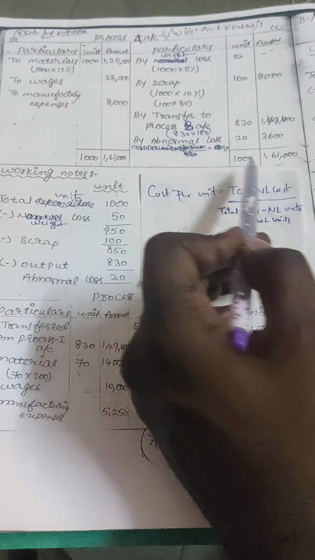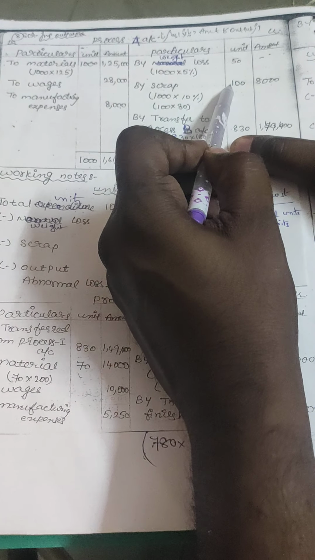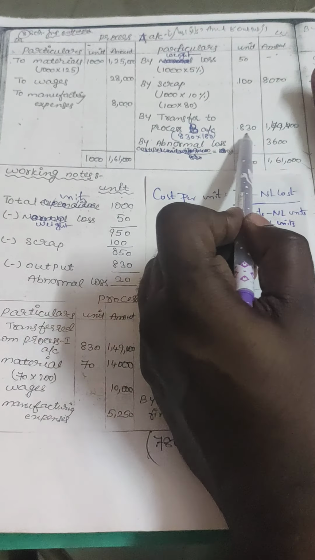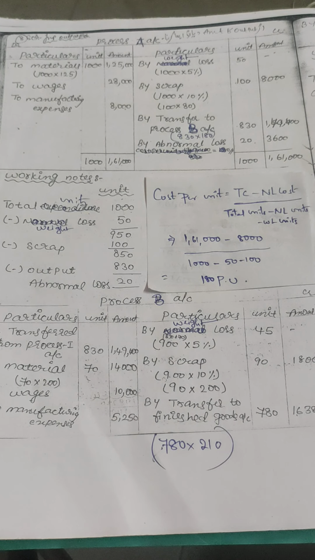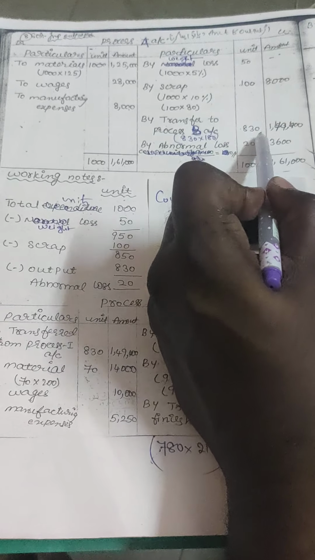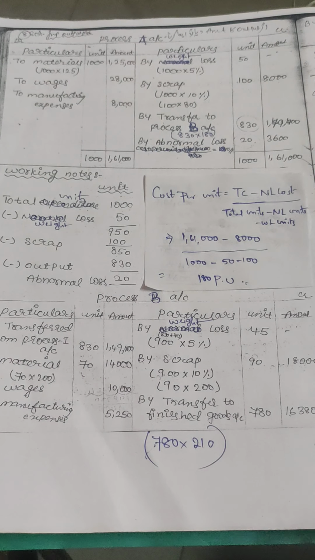Or you can simply see here we have to match units, debit and credit units should tally. So here 1000, but without abnormal loss, this is a balancing figure actually. 830 plus 100 is 930, 930 plus 50 is 980, but the input is 1000, so it means 20 units are abnormal loss units. So now we have to find the cost per unit, and we have to apply it for the output units, 830, and for abnormal loss also we have to apply that rate. So first we have to find cost per unit.